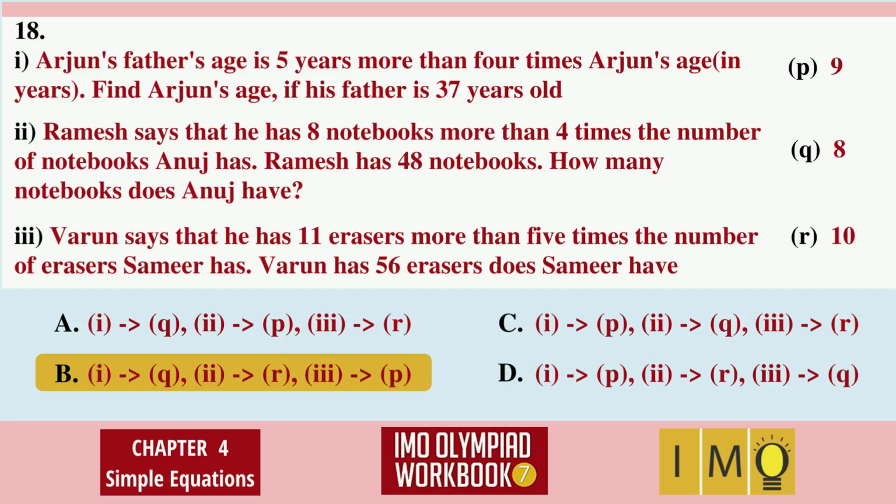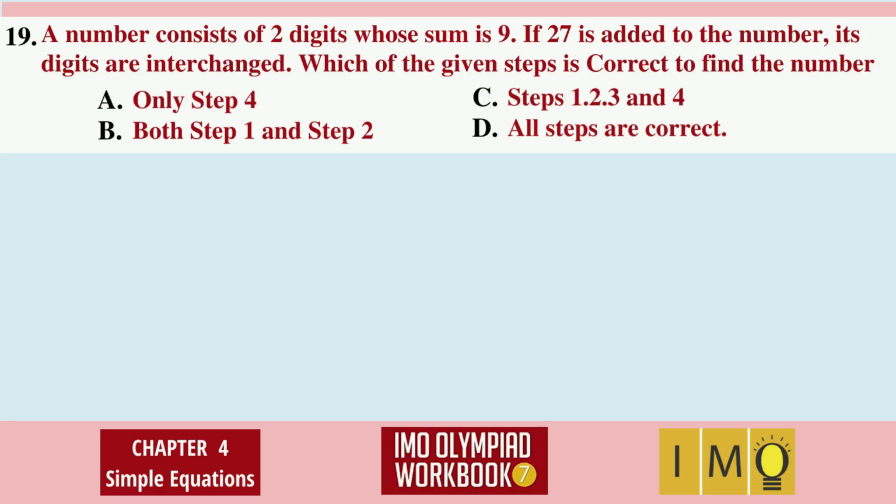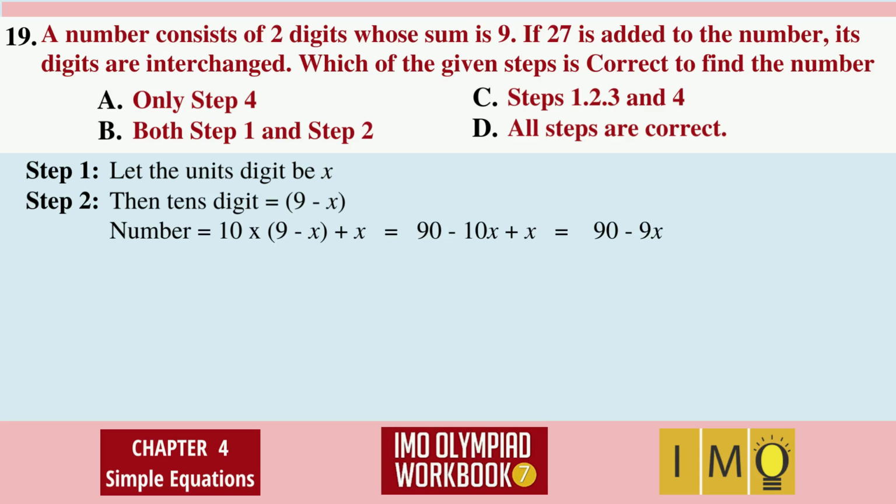Next, question number 19. A number consists of two digits whose sum is 9. If 27 is added to the number, its digits are interchanged. Which of the given steps is correct to find the number? Step 1. Let the units digit be x. That is right. Step 2. Then the tens digit is 9 minus x. This is also right because we know that the sum of two digits is 9.